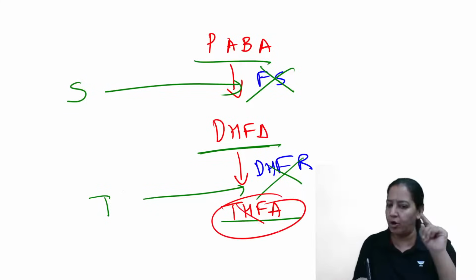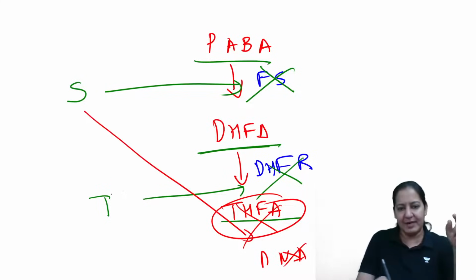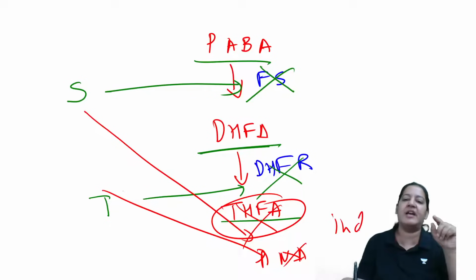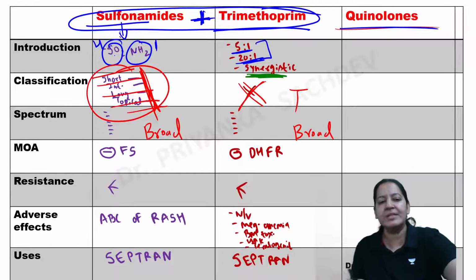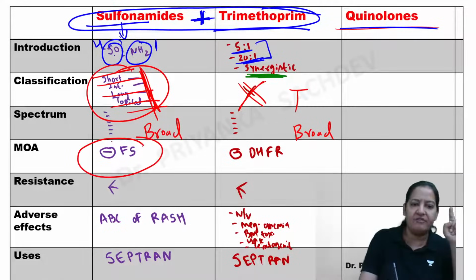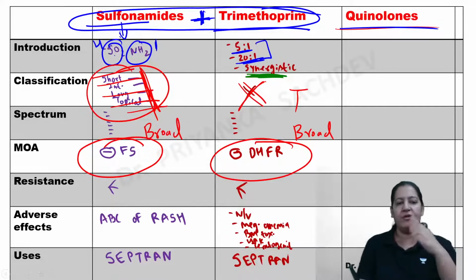So ultimately, folic acid is not formed, so DNA will not form. Both of them, that is sulfonamide as well as trimethoprim, are indirect DNA inhibitors. They are not inhibiting DNA directly. Indirectly, by inhibiting folic acid, they are inhibiting the DNA synthesis. You can see the mechanism of action. The first one is inhibiting folate synthetase. The second one is inhibiting folate reductase, dihydrofolate reductase.